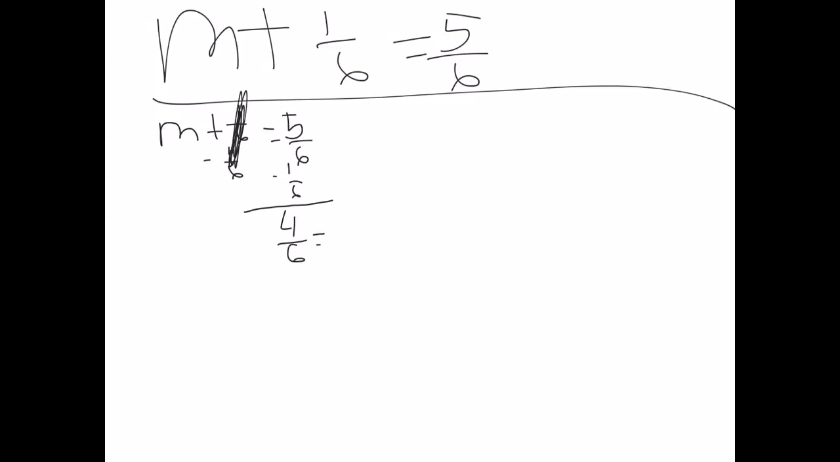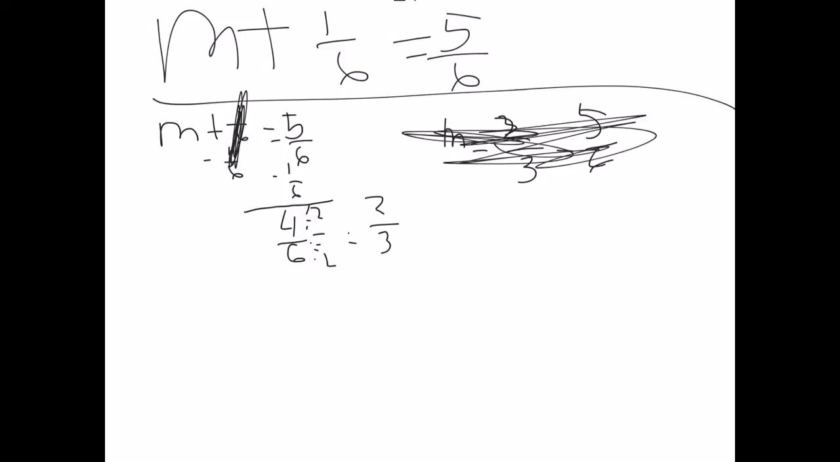And when you simplify, divided by 2, that equals 2 over 3. So then you're going to want to do m equals 2 over 3 minus 5 over 6. But never mind. That's not it. Your answer is 2 over 3.